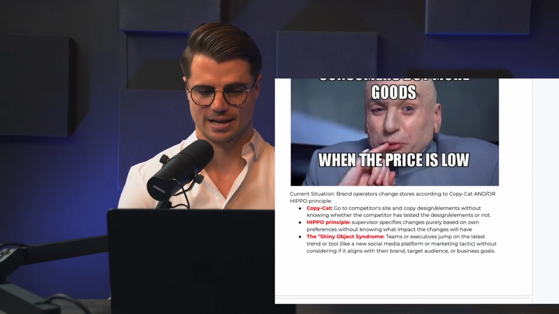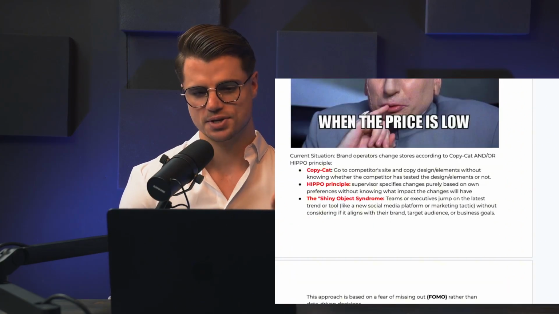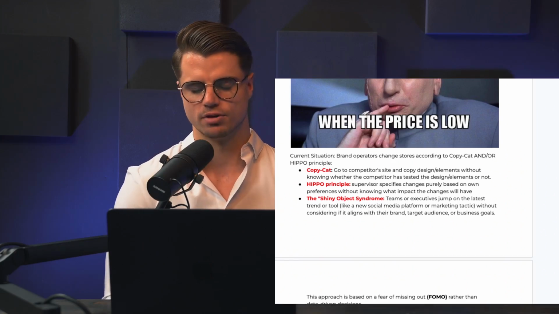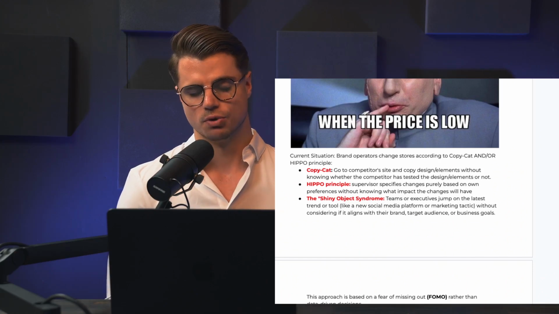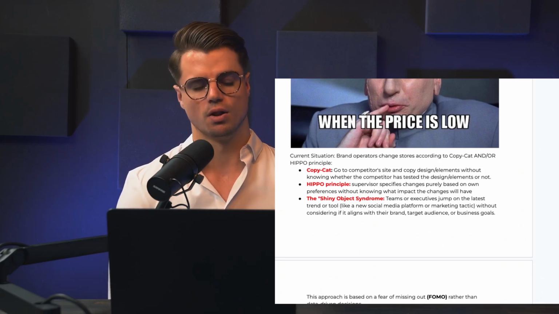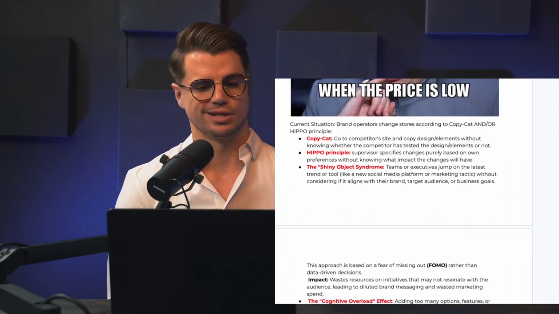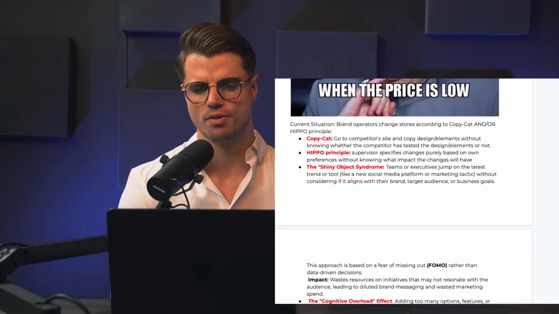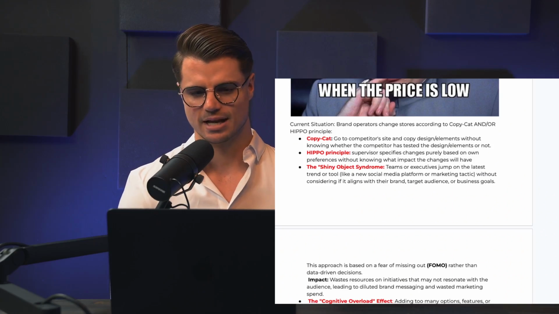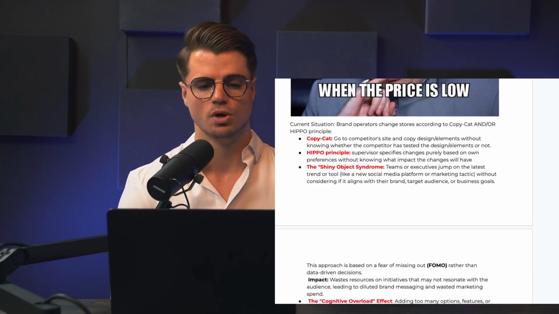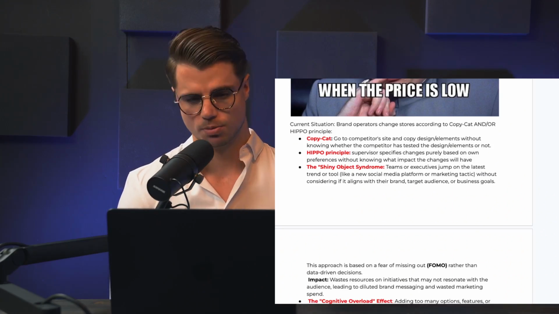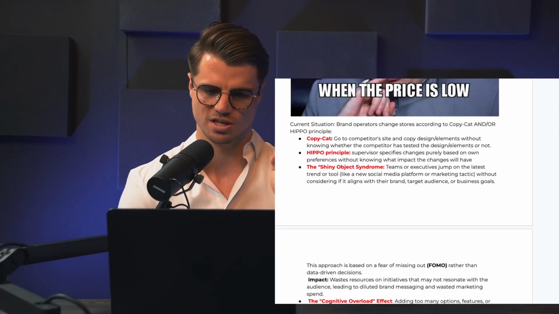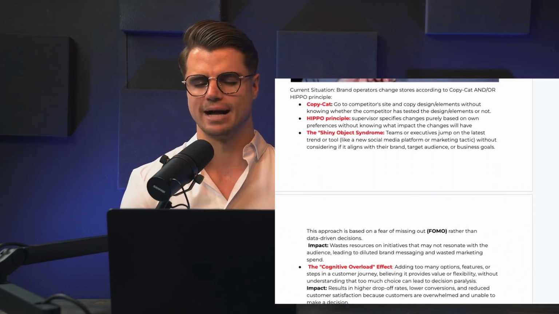So the current situation is brand operators change stores or landing pages or websites or whatever. I've seen a lot of guys that build websites for people do this, but a lot of them will use a copycat principle, basically looking at competitor sites and copying design elements without knowing whether the competitor has tested the design elements or not. You also have the Hippo principle, where a supervisor specifies changes purely based on their preferences. A lot of this comes from the CEO without them knowing the real impact it will have.